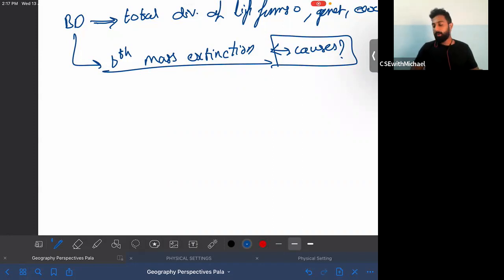Now, what are the factors controlling biodiversity? Biodiversity controlling factors. What are they? Any idea?